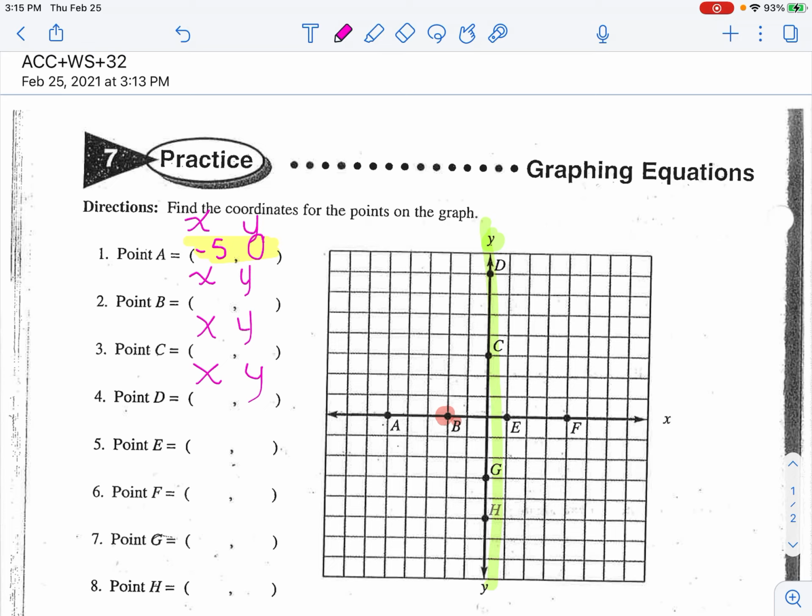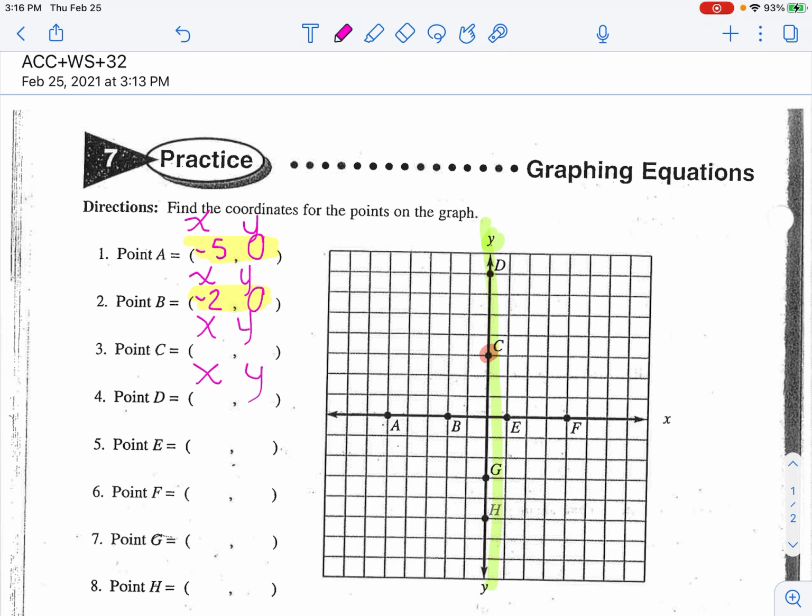So again, on the x-axis, starting from the origin where 0, 0 would be, they went back 1, 2. So the first coordinate would be -2. And again, that point is on the x-axis, so they did not move up or down. So the coordinates for point B are -2, 0. Point C, that one is right here.